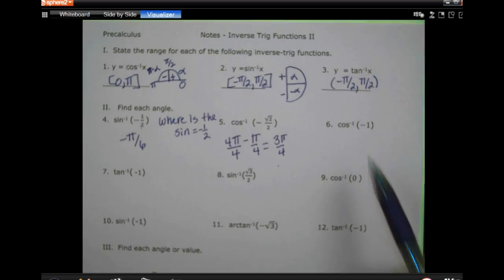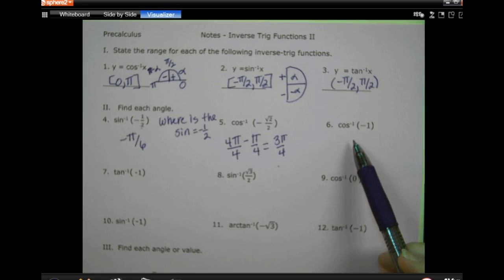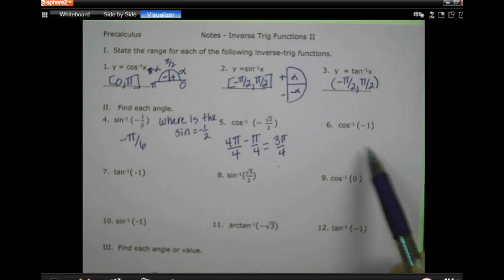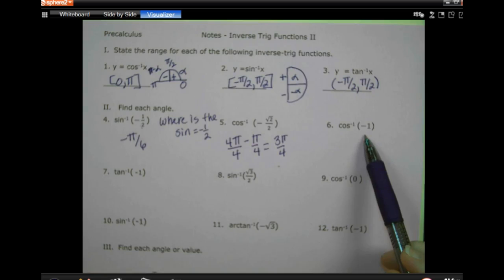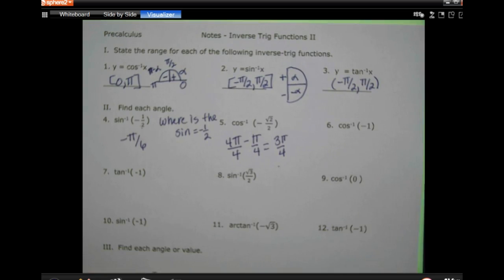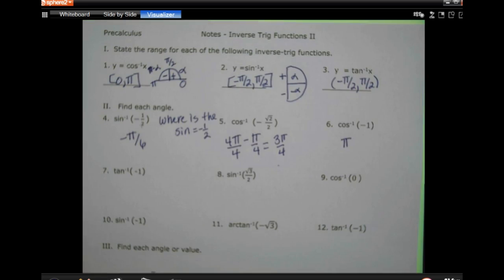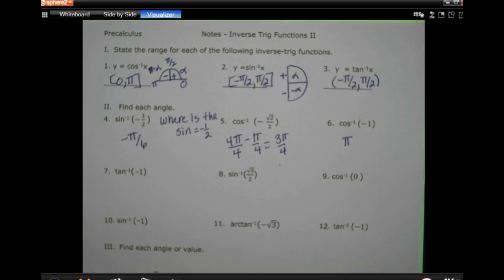Sometimes you have to draw the picture, right? And sometimes you don't. So for instance, on this one, where is the cosine negative 1 on the unit circle? It's at pi, right? So do I have to draw the circle there? No. So that's pi. Is that in my restricted range? Yes. So I don't have to do anything, I just write pi down. So some of them are really easy, right? It has to be in the restricted area.